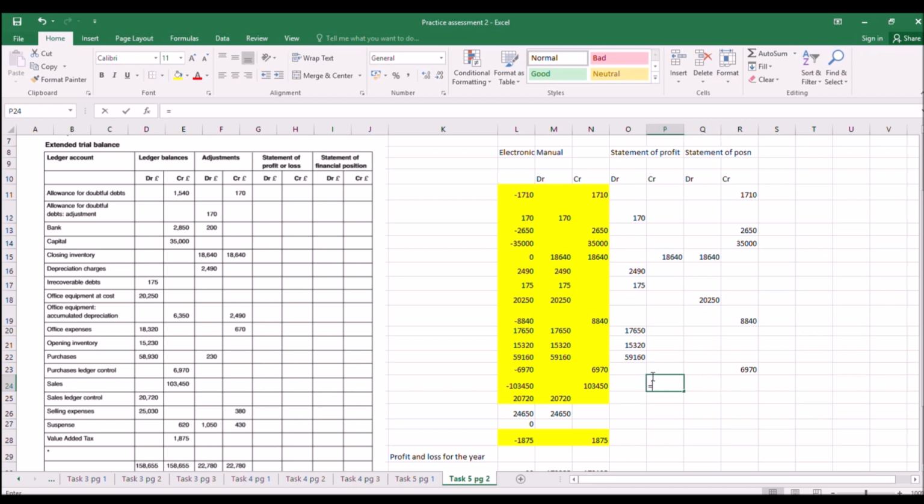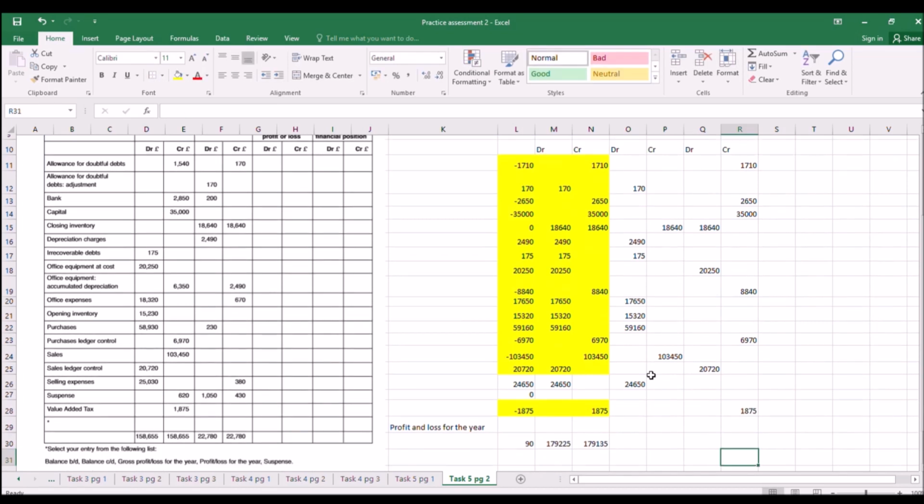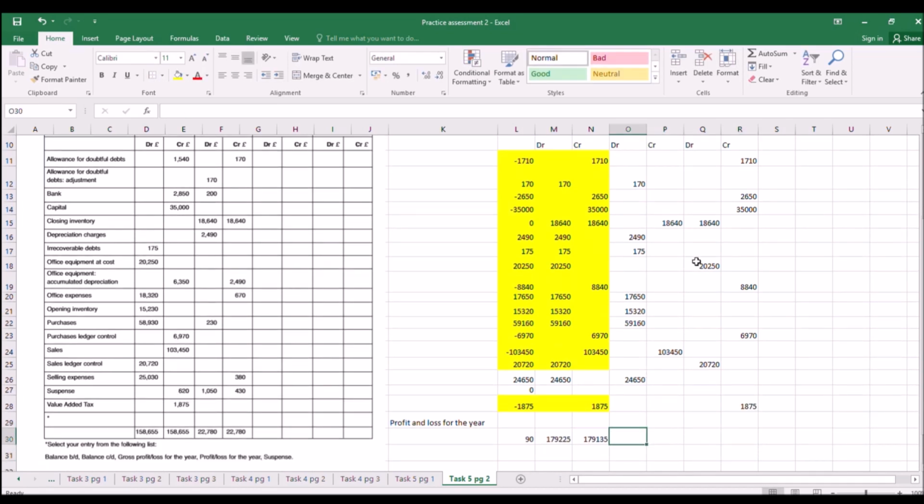Our sales is the credit in the statement of profit and loss, which is that one there. And our sales ledger control account is the asset at the end of the year with our customers. Our selling expenses is in the statement of financial performance, and our VAT is the liability to HM Revenue and Customs. The last thing then is going to be the profit and loss for the year, so let's go through and add all of that up there.